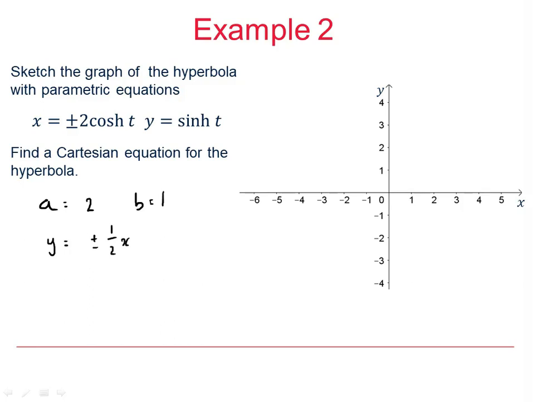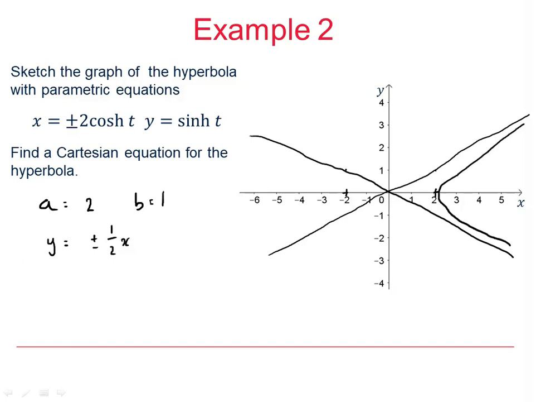I can draw those in on the graph, going through 2, 1 for y equals a half x, and negative 2, 1 for y equals negative a half x. So those are the asymptotes. The value of a is 2, so we know that the hyperbola crosses the x-axis at +2 and -2. And once we've got that, then we can sketch in the hyperbola being asymptotic to those two straight lines and going through the values of 2 and -2 on the x-axis.